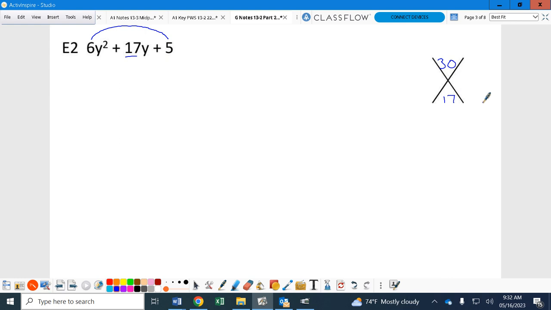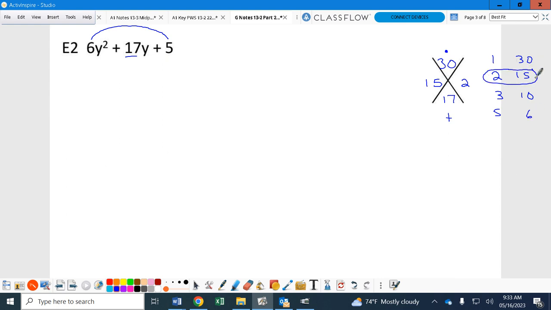We're looking for two numbers that multiply to give you 30, but add to give you 17. What? 15 and 2. Perfect. If you didn't know it, you could go through and list out the factors. 1 and 30. Nope. 2 and 15. Yes. 3 and 10, no. 5 and 6, no. The one that works is this one. You can always list out the factors, guys.